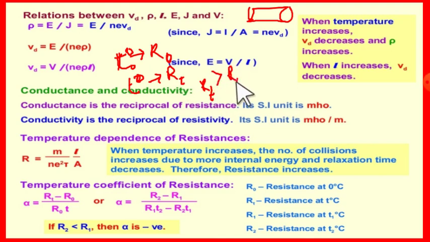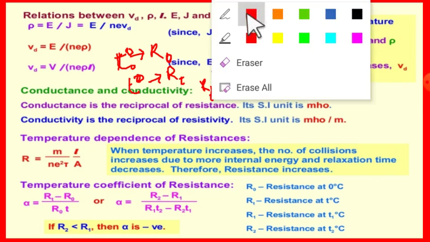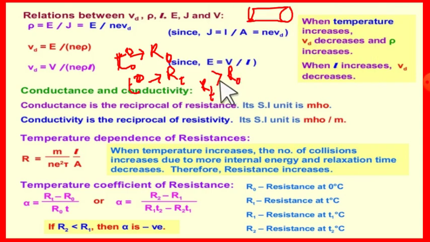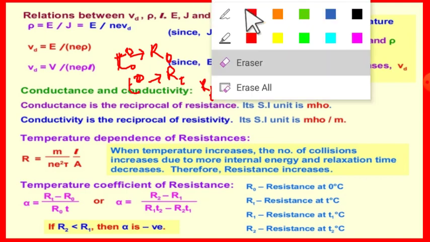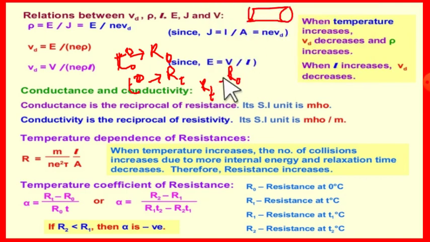So if you want to find out how much it is more, you can easily find it by taking the difference. Taking the difference means RT minus R naught. So this is the difference. This difference we call the rise in resistance, or increase in resistance.